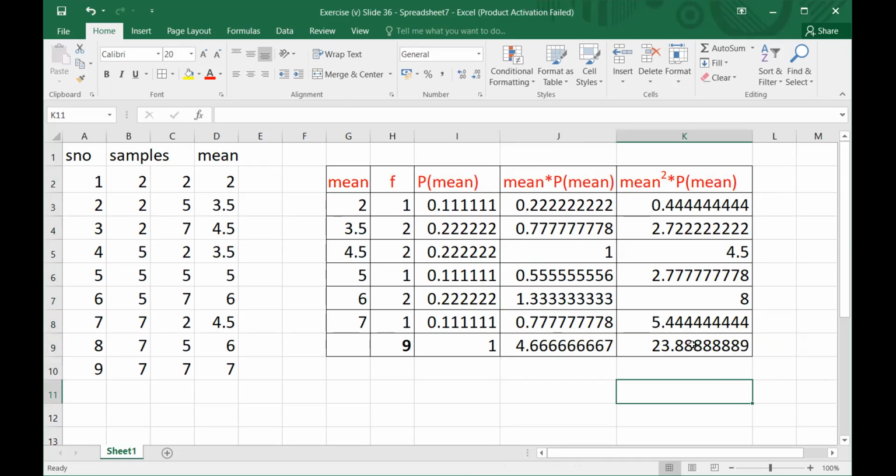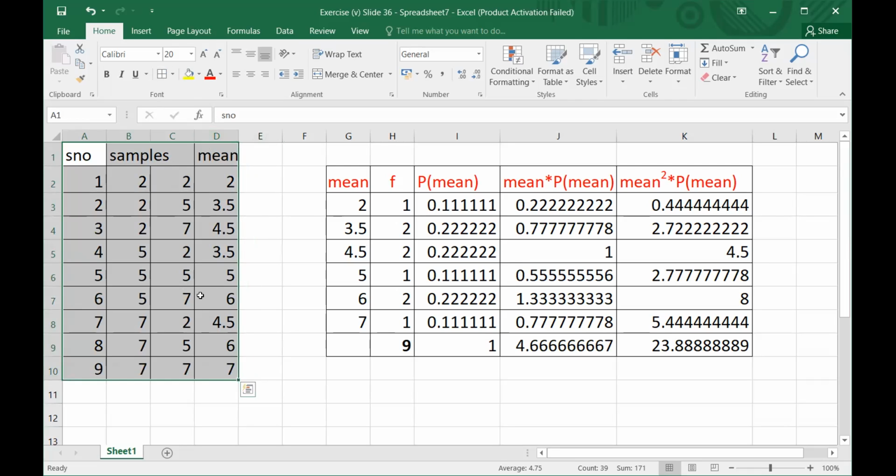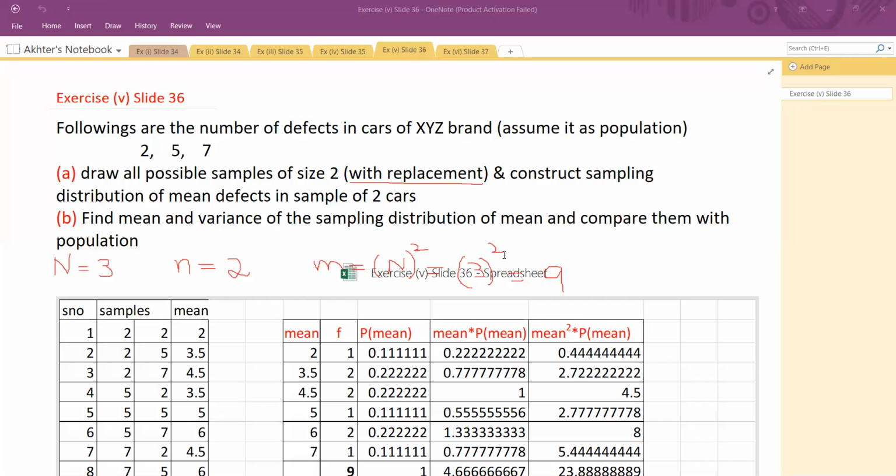Now this table is referred to as sampling distribution, table of the sampling distribution of mean. And these are the total samples that we have selected by with replacement. These are the two separate tables. Do not merge this table with this one, because these two tables are separate tables. Now you can see the entire Excel file here.